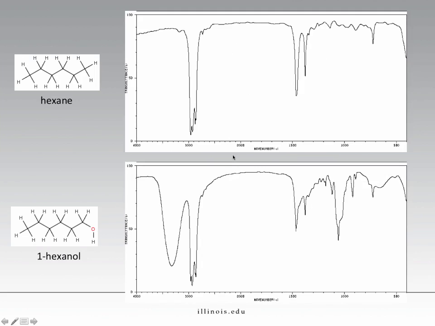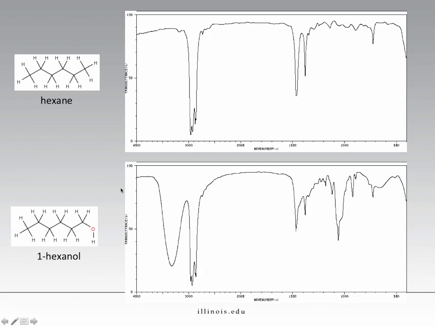Now let's start adding non-carbon functional groups. Up top we have hexane once again, and down below we have hexanol. Hexanol has an alcohol, an OH bond. Notice how this has a very obvious consequence. The IR spectrum for 1-hexanol has a very strong, very broad stretch in the 3400 wave number area.